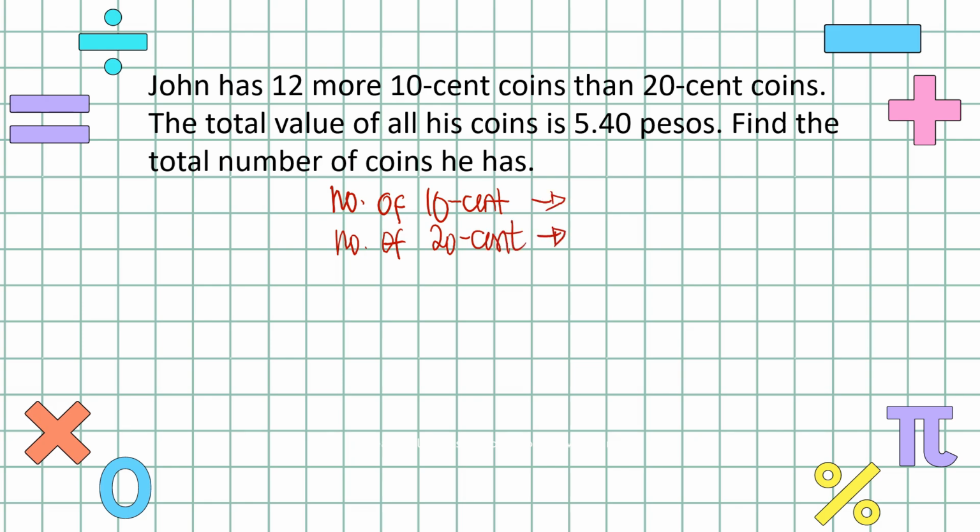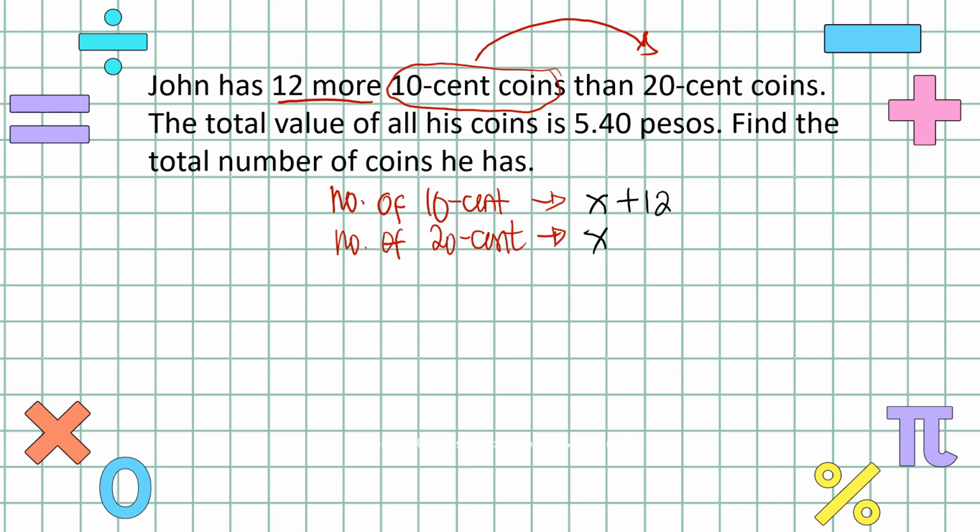Now, as to where we will start, it depends on how they were described in our problem. And according to our first sentence, John has 12 more 10-cent coins than 20-cent coins. So what the sentence is trying to say is that our 10-cent coins were described based on the number of 20-cent coins. So that gives us the idea that our 20-cent coins will be let as our variable x so that we can represent our 10-cent coins as x plus 12. Since it says here 12, it has 12 more 10-cent coins compared to the 20-cent coins.